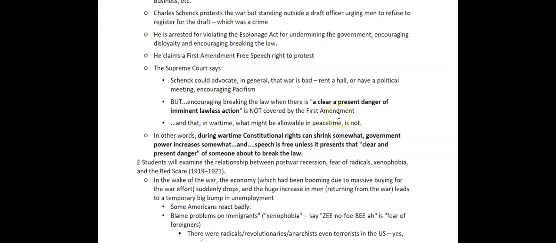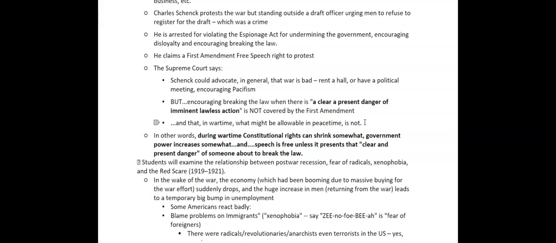The case goes to the Supreme Court, important Supreme Court case. The Supreme Court says Schenck could advocate in general that war is bad. He could rent a hall or have a political meeting and encourage pacifism if he wants. That's First Amendment. But encouraging breaking the law when there is a clear and present danger of imminent, that is, immediate lawless action, is not covered by the First Amendment. And that in wartime, what might be allowable in peacetime is not.